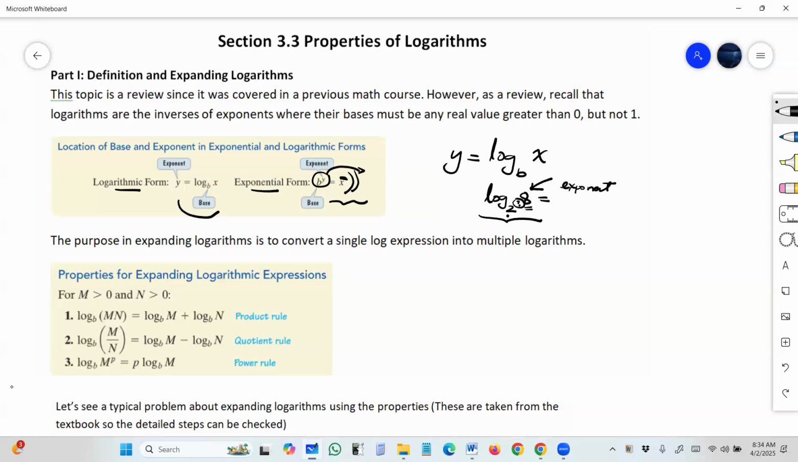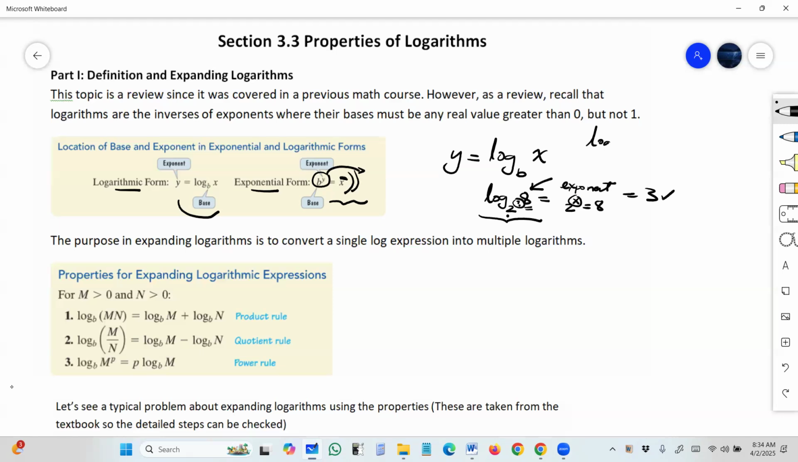So in my example here, log of 8 base 2, what is the answer? Well, the answer is the exponent you raise 2 to in order to get 8. If I write this in exponential form, the question would be 2 to the x equals 8. What number do I put here to get 8? Obviously, the answer is 3. So log of 8 base 2 is 3.